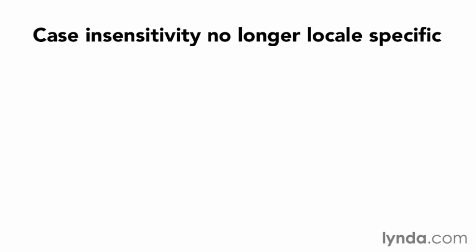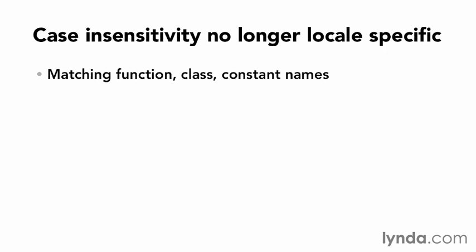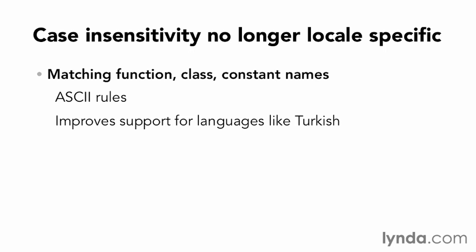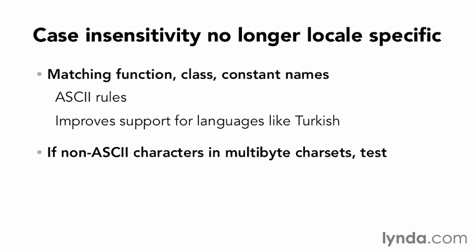If you have a non-English, non-ASCII codebase, then you should be aware that case insensitivity is no longer locale-specific. Matching for function, class, and constant names now follows ASCII rules, which improves support for languages such as Turkish. If you have non-ASCII characters in multi-byte character sets in your codebase, test before deploying.